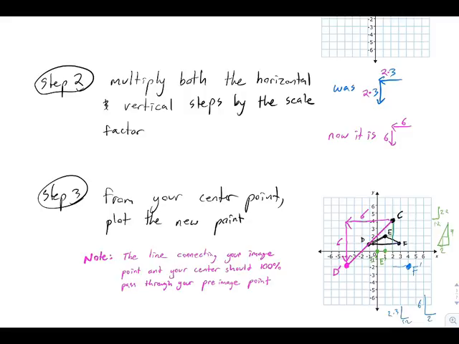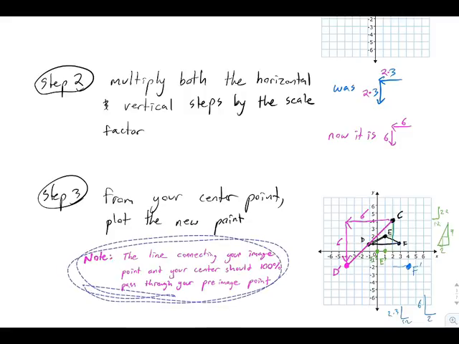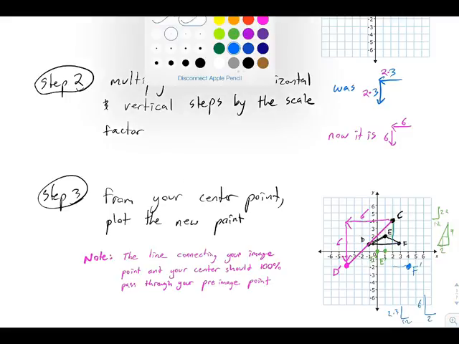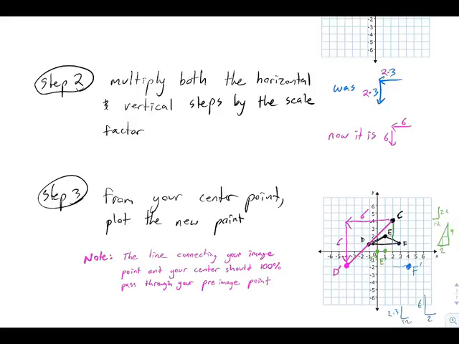Now this note in pink here says the line connecting your image point and your center should always pass through your pre-image. So if I take, and I'm going to make straight lines matching these colors, I've already got this pink one here, but if I take a line from D prime, connect it through D and back to C, this is the line I'm showing you. If I connect it to C, it goes right through my original D. So the image, the pre-image, and the center are always on a straight line.